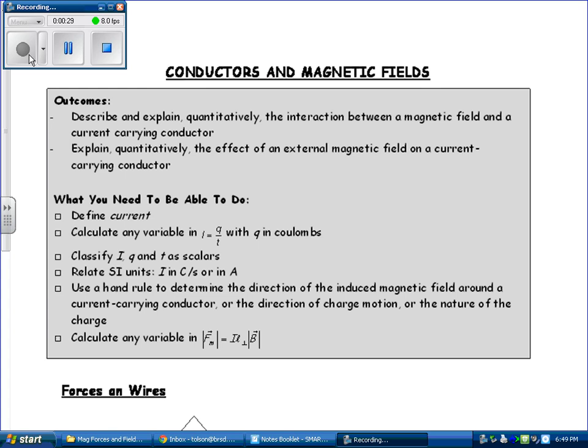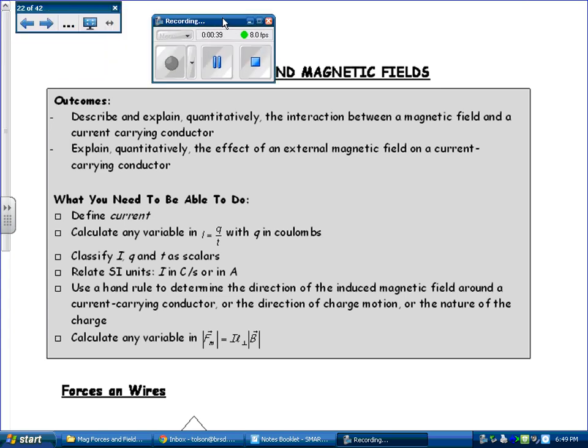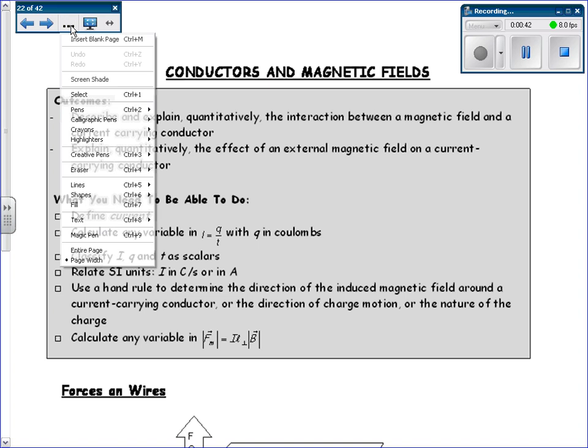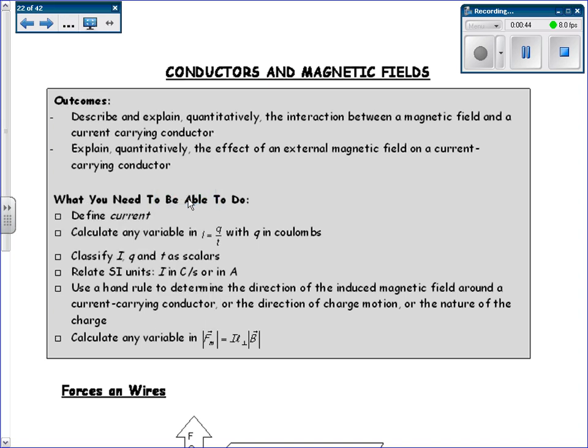So the outcomes for today are describe and explain quantitatively, so with numbers, the interaction between a magnetic field and a current carrying conductor. That is green. Okay. Explain quantitatively, so with numbers, the effect of an external magnetic field on a current carrying conductor. So those are all green.